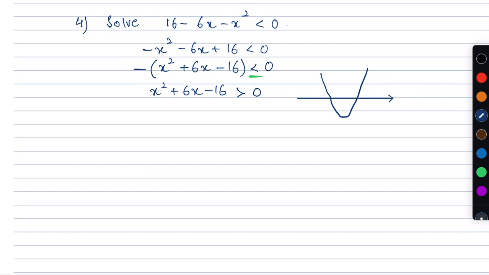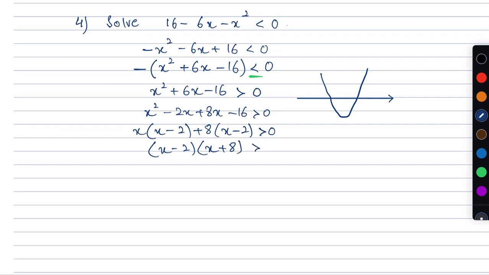Now just factorize the equation, and when I factorize the equation, I should be getting here x squared minus 2x plus 8x minus 16 to be greater than 0. x common, it's x(x minus 2) plus 8(x minus 2) greater than 0, or it is (x minus 2)(x plus 8) to be greater than 0 here. So I have come to know that there are two values of the x-intercepts. One is 2 and the other is negative 8. Just plot them as negative 8 and 2.